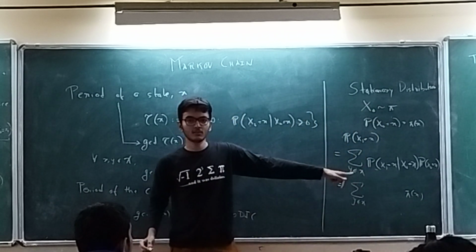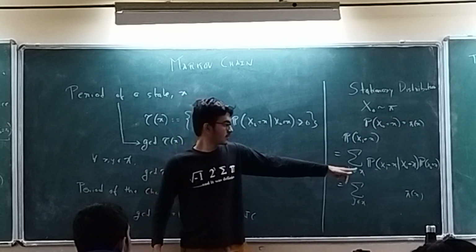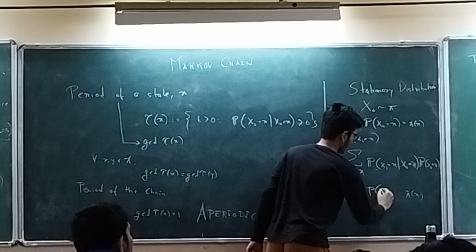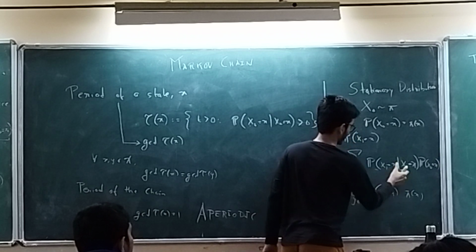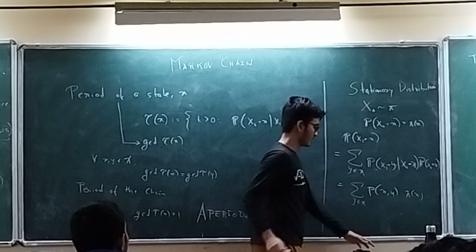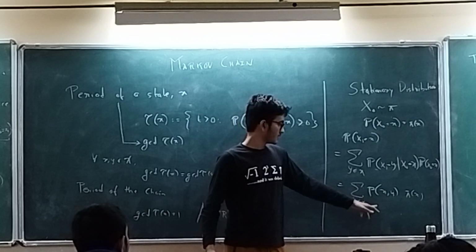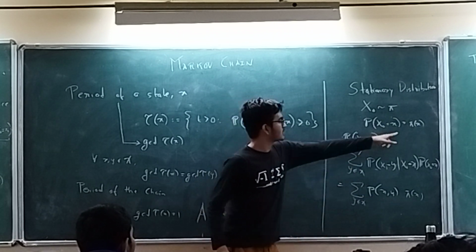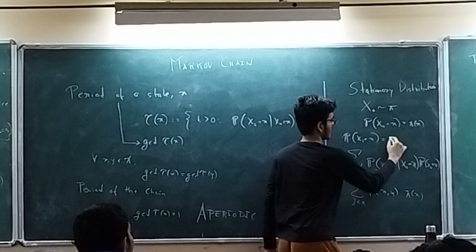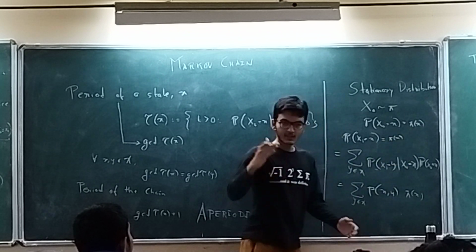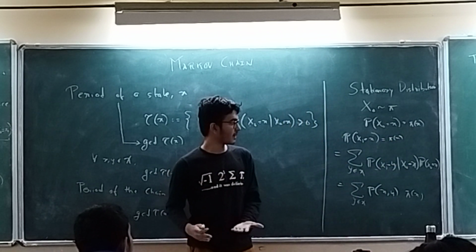And what is this thing? This is X naught equals Y. Oh, sorry. This is just P(x, y). And now I want this to be pi of x, because if I reach pi, I will remain at pi forever.